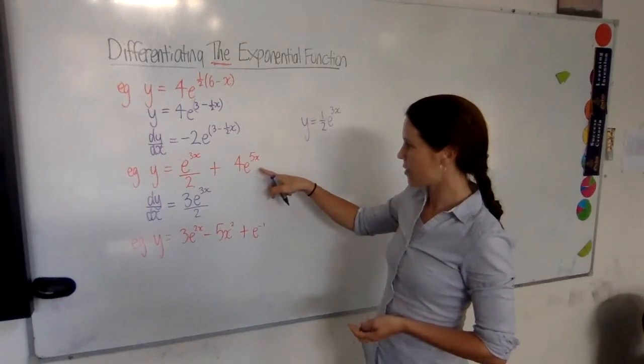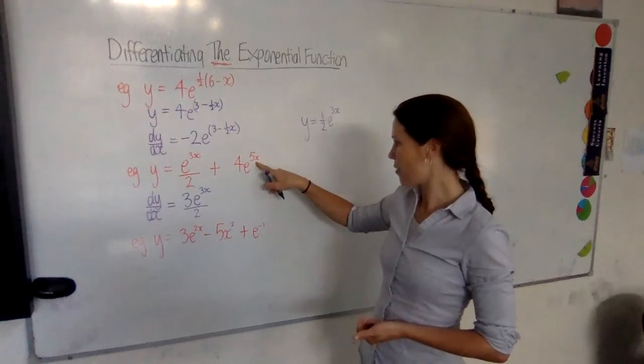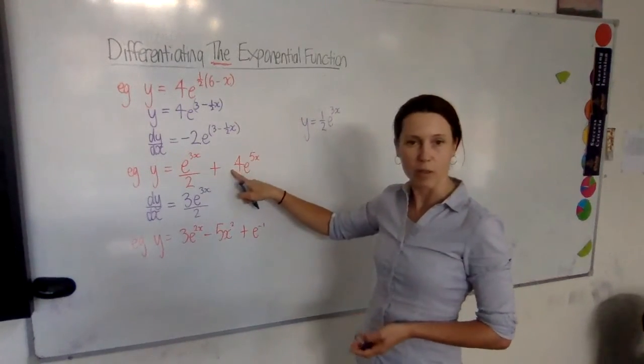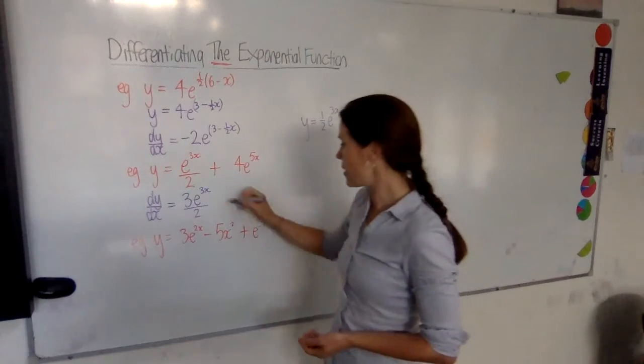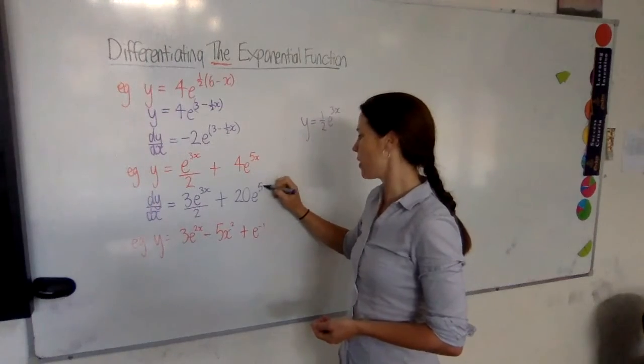I think this looks tidy, so I'll leave it this way. Now to differentiate the second one, up here I get 5 from differentiating the 5x, bring that down the front and multiply it by the 4, which gives me 20, and then rewrite the exponential part as it was given.